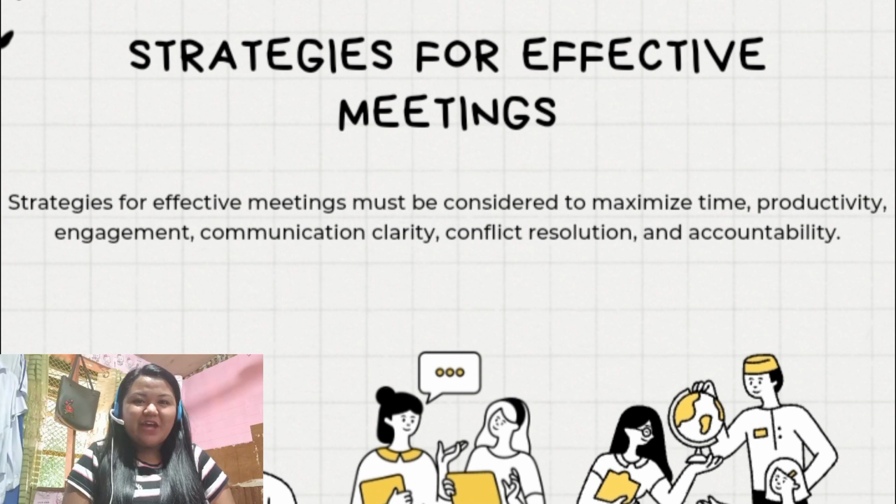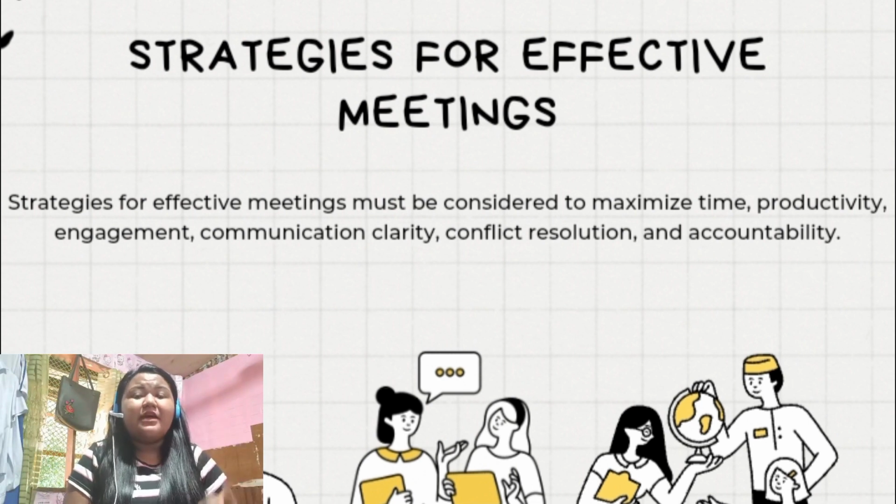So for today, I will be discussing the strategies for effective meetings. Strategies for effective meetings must be considered to maximize time, productivity, engagement, communication clarity, conflict resolution, and accountability. So why is it important for a meeting to maximize time?